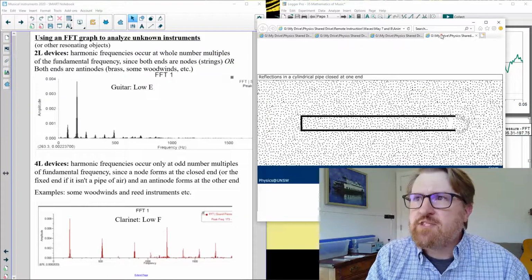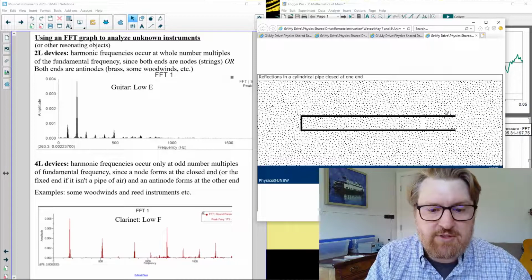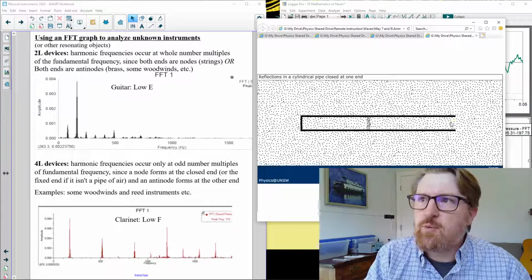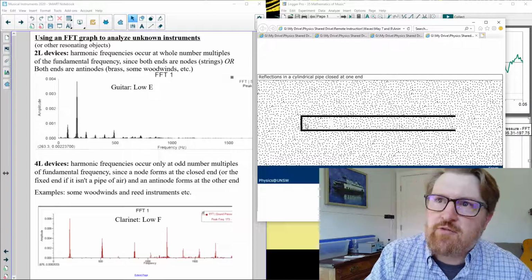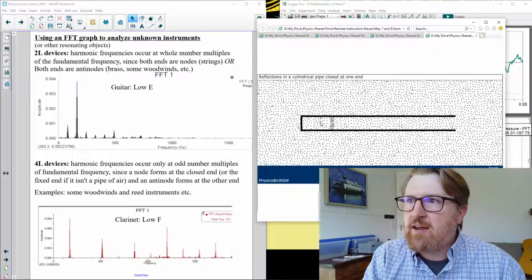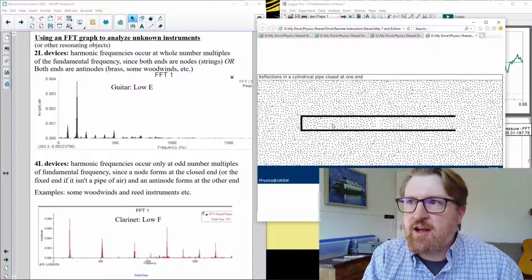The reason for that is because the waves reflect. So here's a 4L device, and you can see the waves are traveling down, they reflect, and when they come back as the opposite kind of crest or trough.